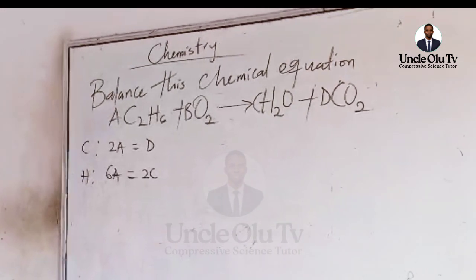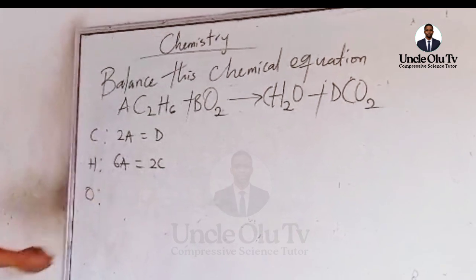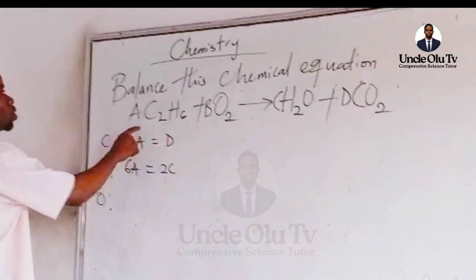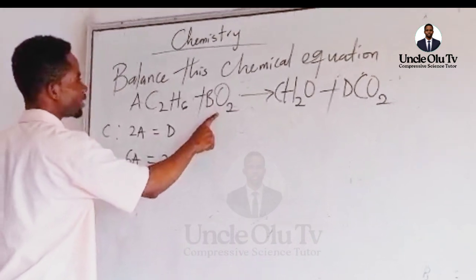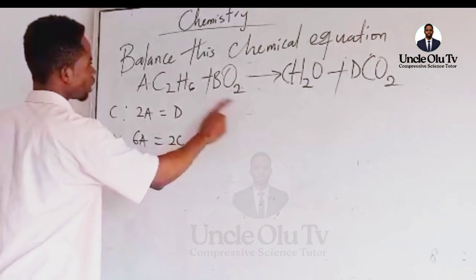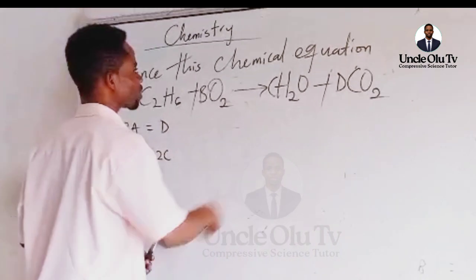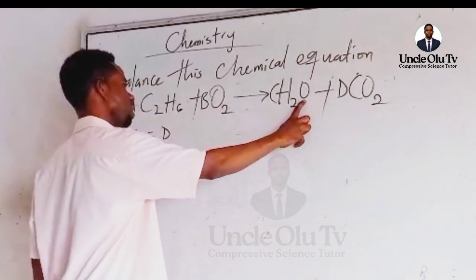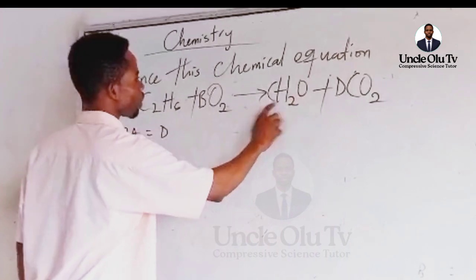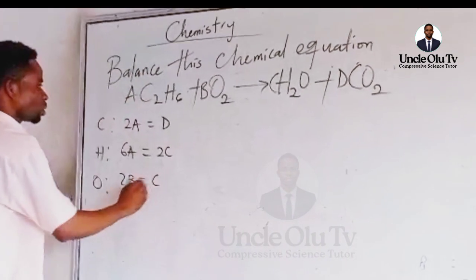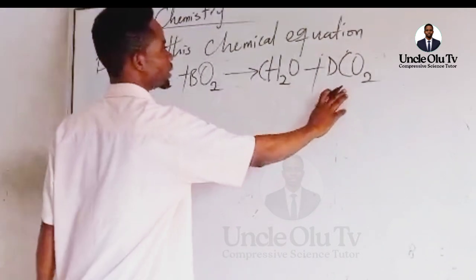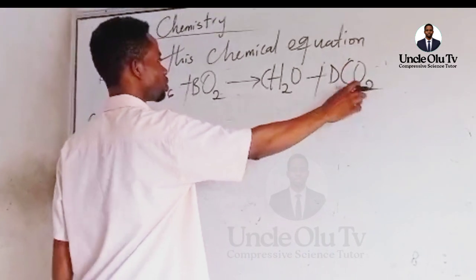So let's go to the last one, that is oxygen. Do I have any oxygen here? No. Do I have oxygen here? Yes. How many oxygen? 2B. Equals to. Do I have any oxygen here? Yes, but that is just 1, that is 1C. So just write C plus. Do I have oxygen here? Yes, plus 2, that is 2D.